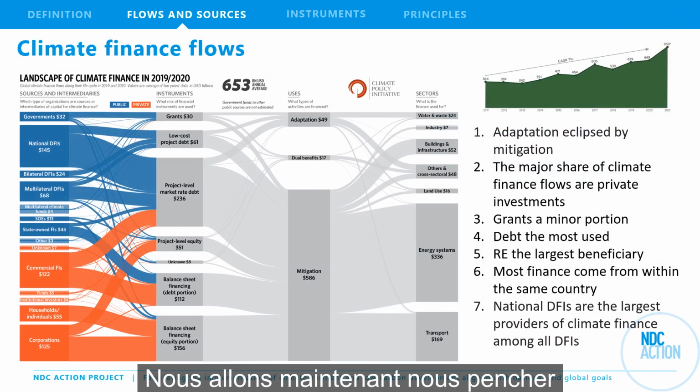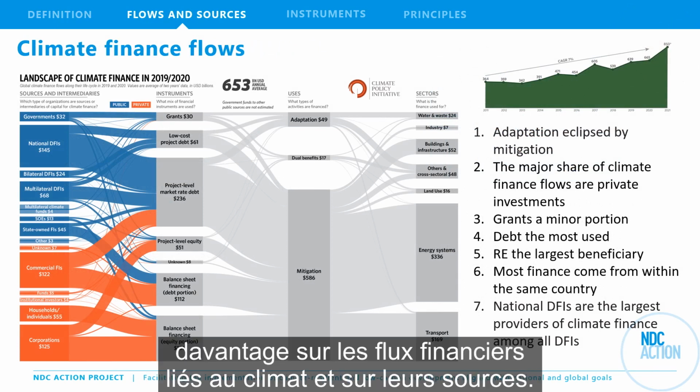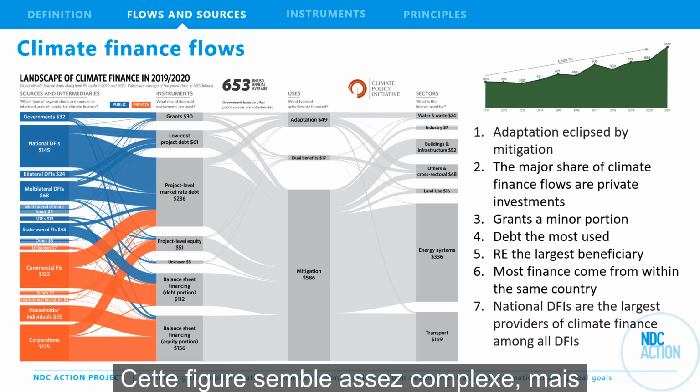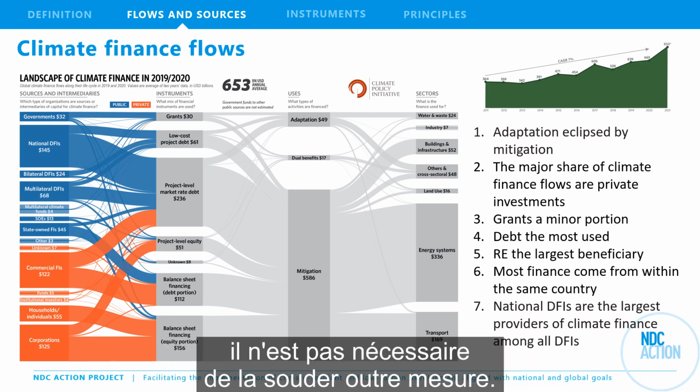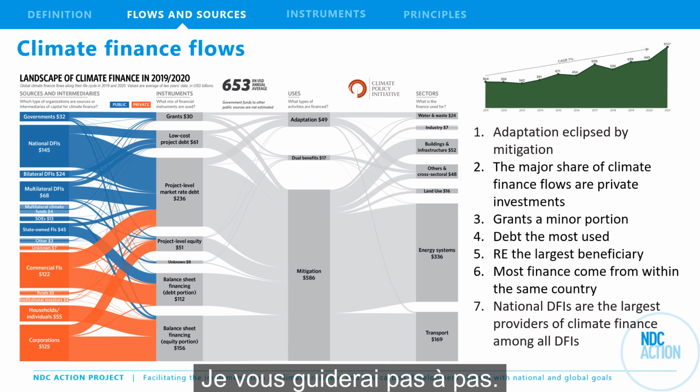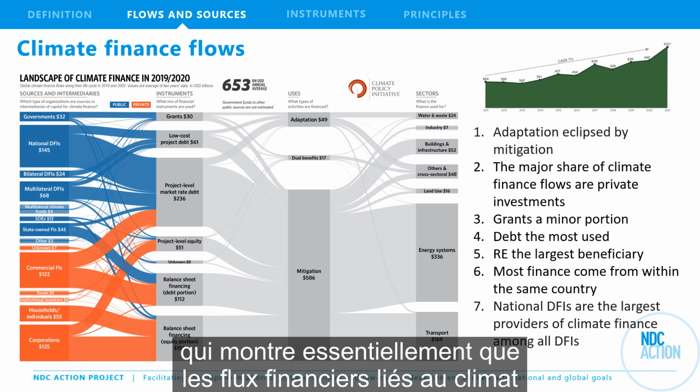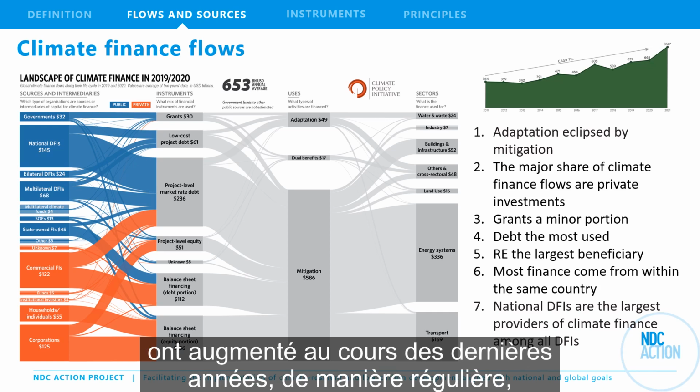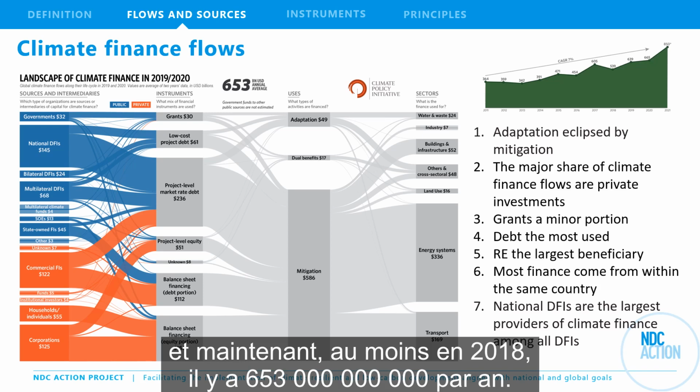And now we will look more at the climate finance flows and the sources. This figure looks quite complex, but you don't need to dwell too much on it. I'll take you through it step by step. First of all, the figure in the top right corner basically shows that climate finance flows have been increasing steadily over time, and now standing in 2018 at least at 653 billion annually.